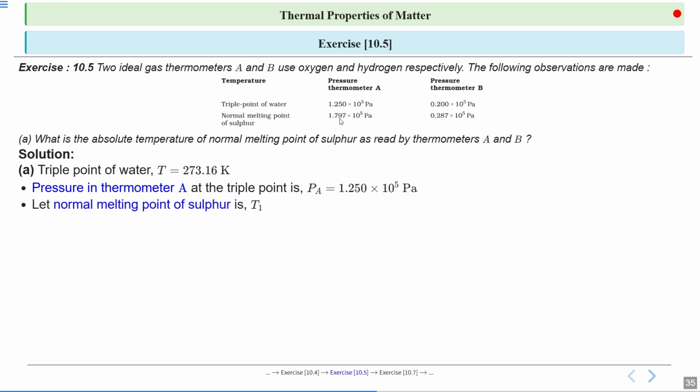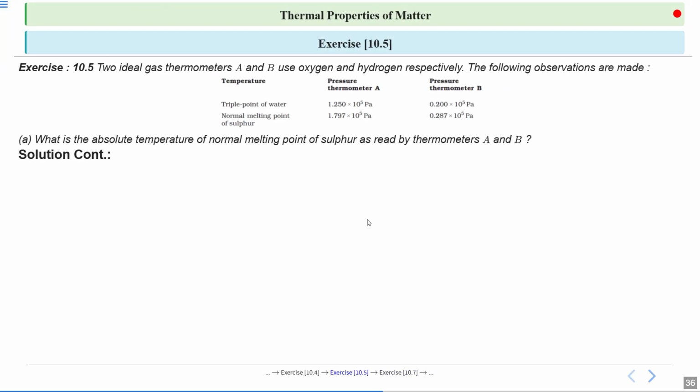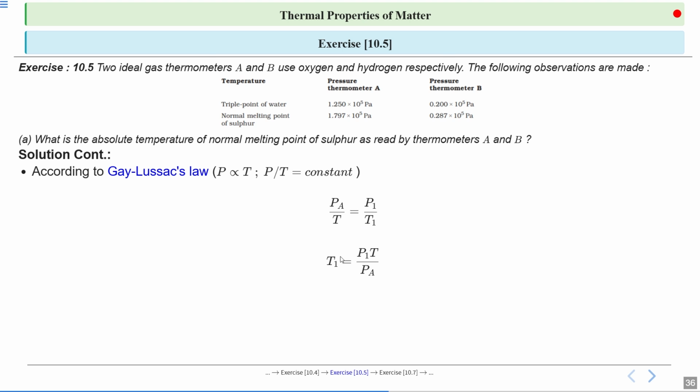Let the normal melting point of sulfur be T1. Pressure in thermometer A at this temperature is P1 equal to 1.797 into 10 raised to the power 5 Pascal. All right. So according to Gay-Lussac's law, pressure is directly proportional to temperature. So we can say P by T equal to constant. So we can write Pa upon T is equal to P1 upon T1. So T1 will be P1T divided by Pa.